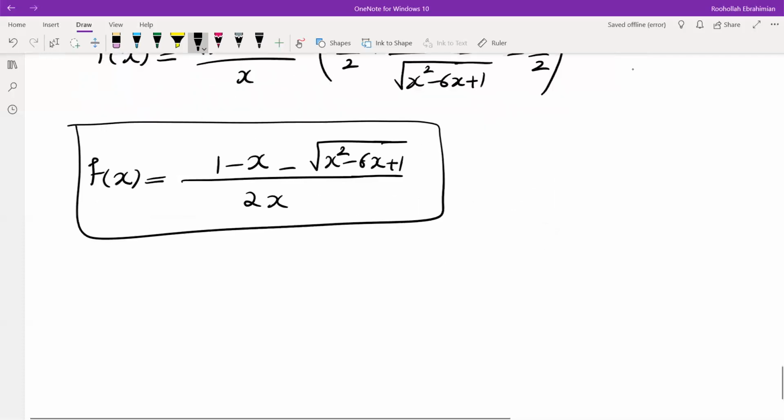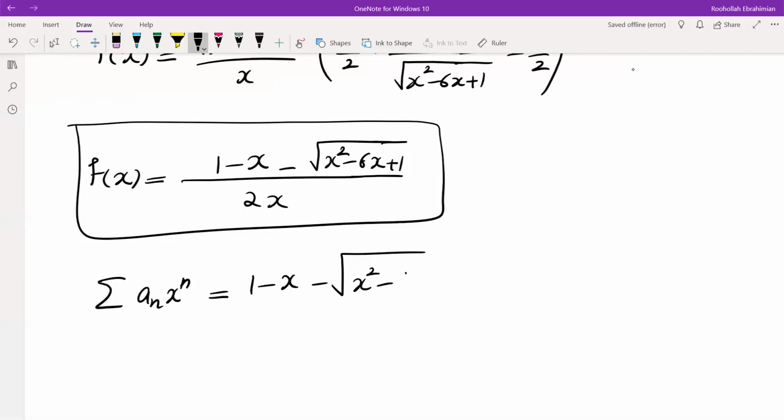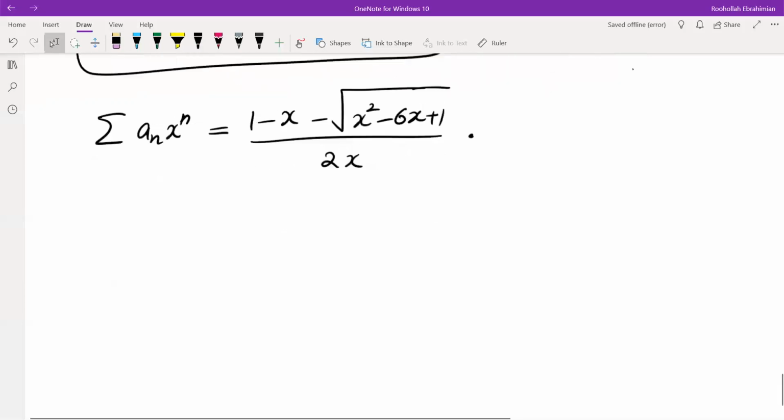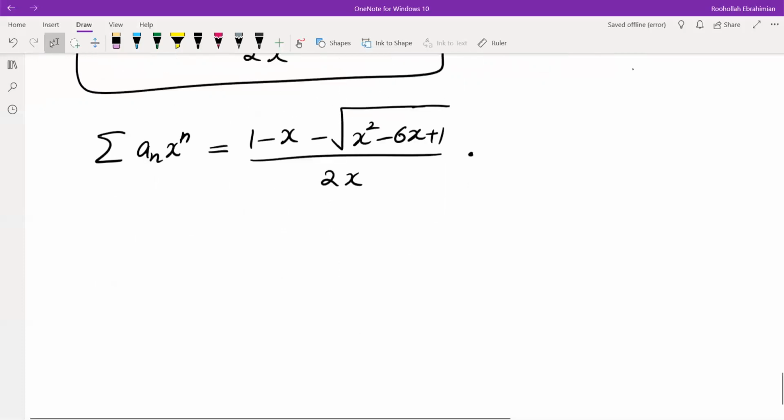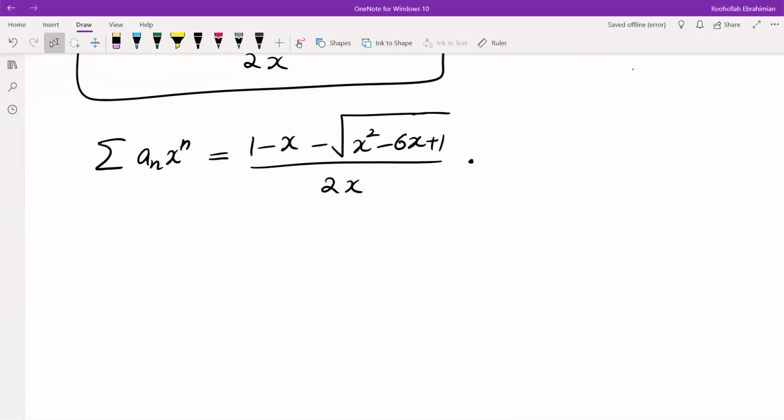So bottom line from all of what we did is that the sum of a n x to the power of n is in fact equal to 1 minus x minus root x squared minus 6x plus 1, over 2x. There are some issues you have to be careful about, which is maybe this power series is not convergent at all. Because we are taking the derivative and we're integrating and things like that, you need to make sure that this is in fact convergent somewhere within some interval around 0, even if it's a small neighborhood, but you do need to make sure it converges.